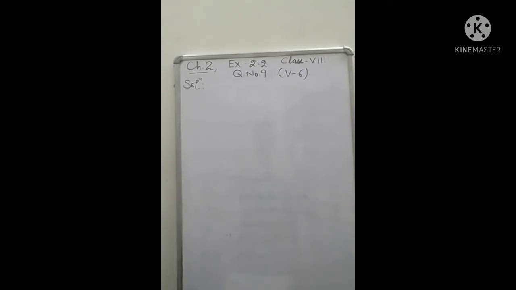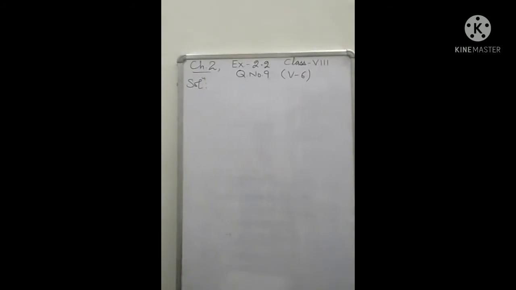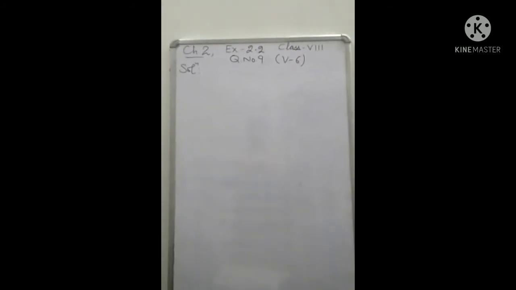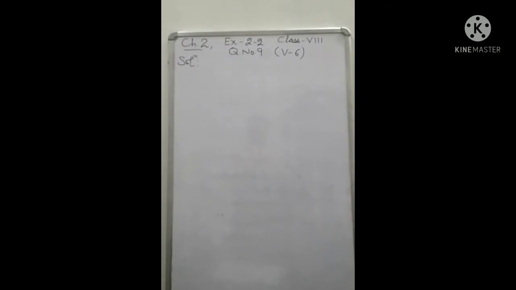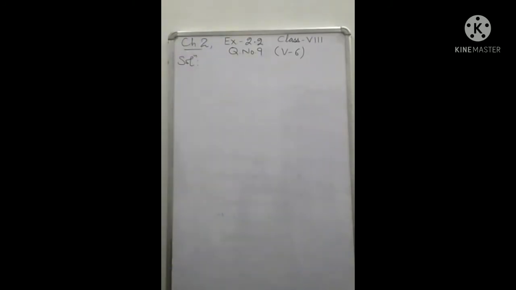Students, in this video we are going to start question number 9. So first of all, read the statement of question number 9. The statement is: the ages of Rahul and Harun are in the ratio 5:7 and 4 years later the sum of their ages will be 56. So we have to find the present ages.